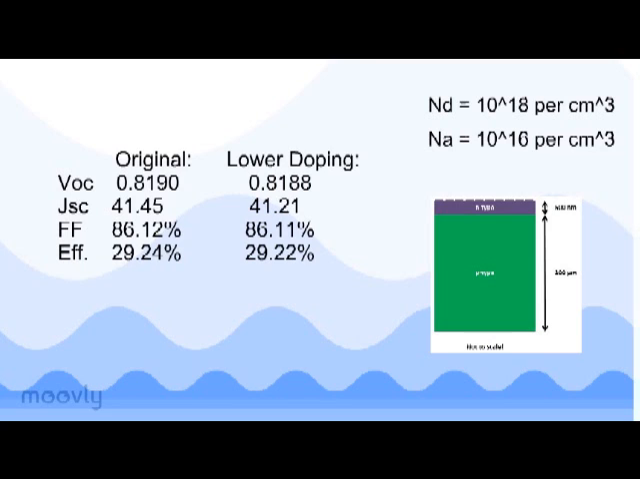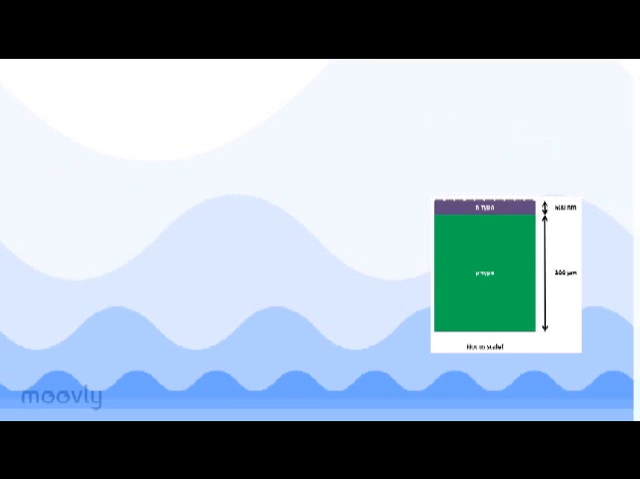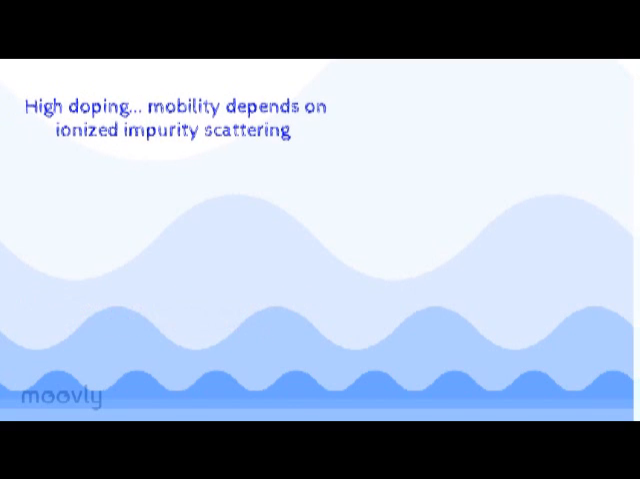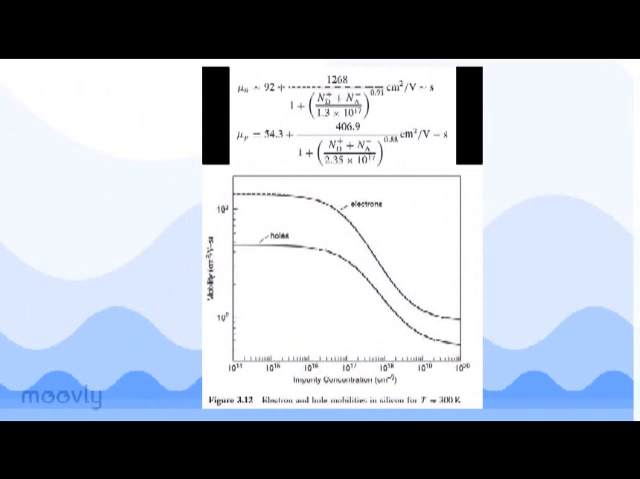Now let's see what happens if we further reduce the doping densities in both the emitter and the base. Carrier mobilities are dependent on the doping densities. At low impurity levels, the mobility is governed by intrinsic lattice scattering, and at high levels, the mobility is governed by ionized impurity scattering. Carrier mobilities in silicon at 300 Kelvin are well approximated by these equations, 3.60 and 3.61 in the text, as well as figure 3.12.